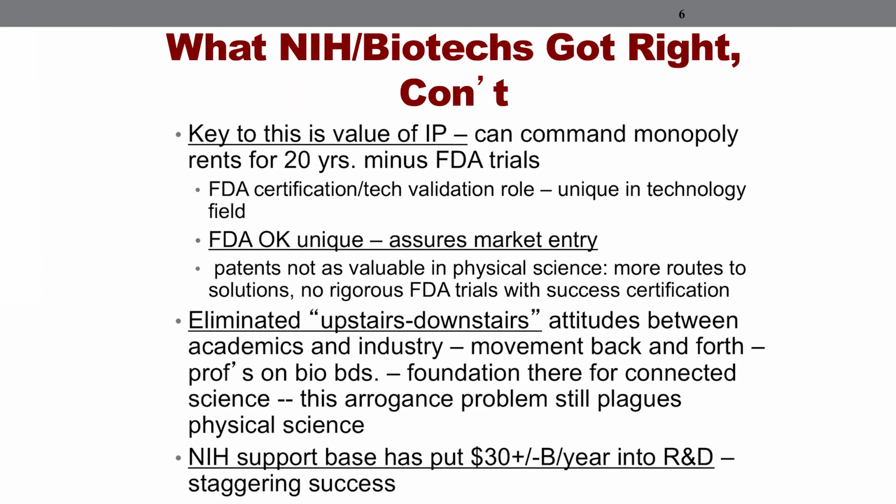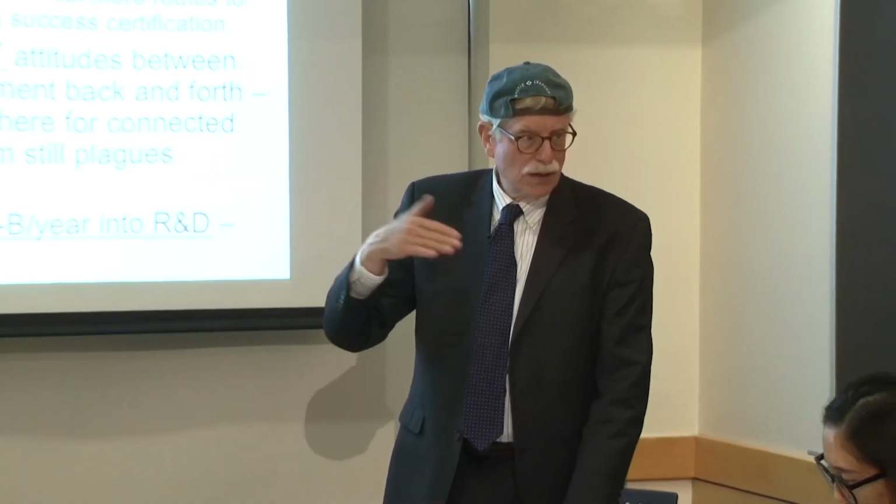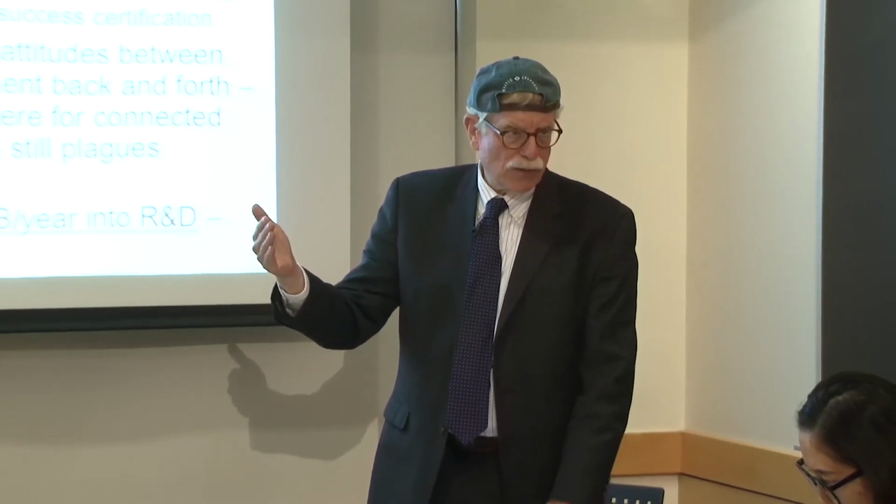And the key to this has been the value of IP. So there is a working monopoly model in the biotech sector. So if you're, you know, first to patent a new drug, you are given a monopoly rent for a 20-year time period, right? Minus the time it gets you to get through clinical trials with NIH, which can be 7 years. So it's a 13-year run where you're assured of monopoly rents.